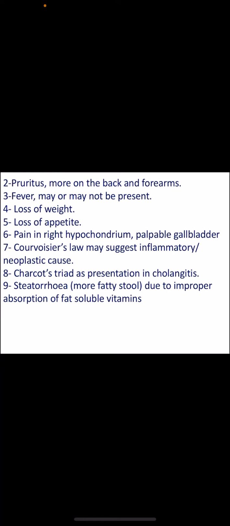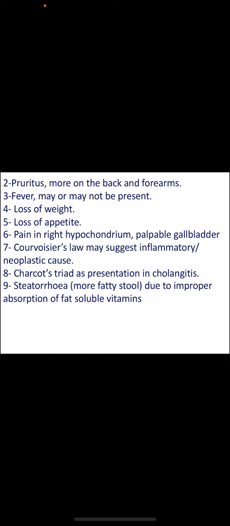Fever with rigor, with jaundice, and pain: these are the triad we call the Charcot triad, which is the presentation of stone in the common bile duct. Loss of weight happens most with malignancy, with cholangiocarcinoma or tumor of the head of the pancreas. Loss of appetite also may be a presentation of tumor, a malignant cause for the jaundice.